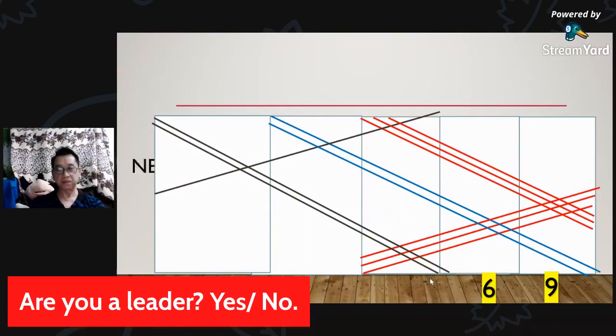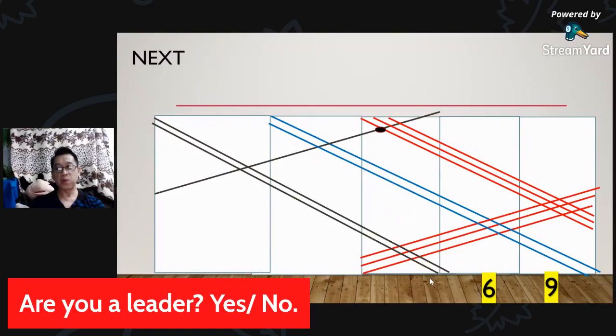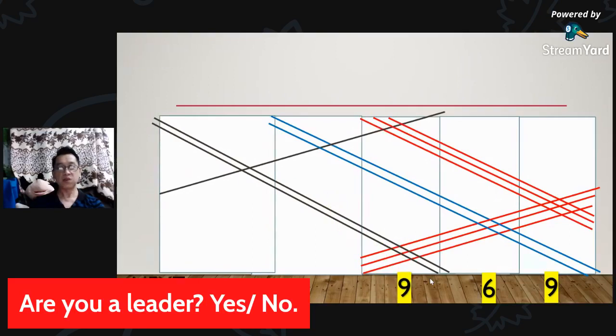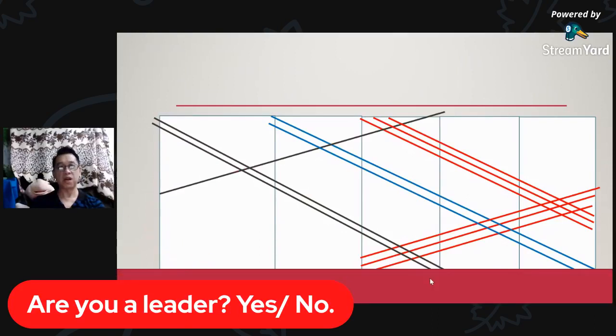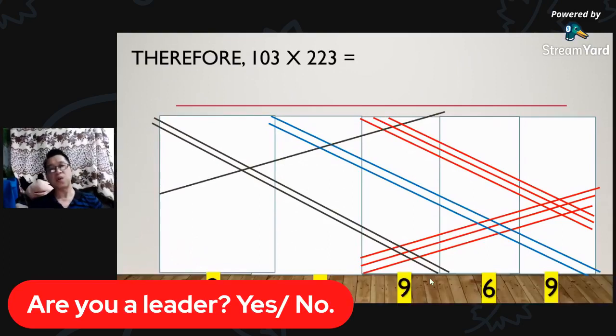Let us proceed. To the next column, we have 1, 2, 3, 4, 5, 6, 7, 8, 9. So for the third column, we have 9 intersections. Next column, so we have 1, 2. So for the fourth column, we have 2 intersections. And for the last, we have 1, 2 intersections. So therefore, 103 times 223 is equal to 22,969.